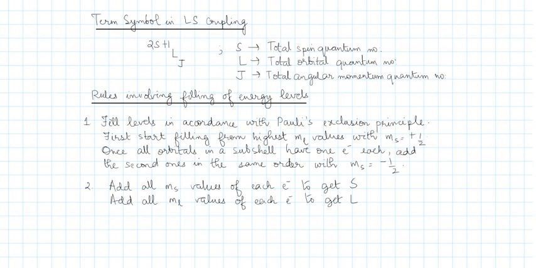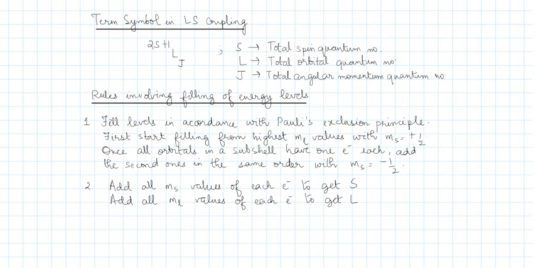The first rule goes like this. Filling happens in accordance with Pauli's exclusion principle. And while filling, the highest ML value state gets the first electron. And starting with highest ML value states, all states are filled with upspin electron, which has MS of plus half.